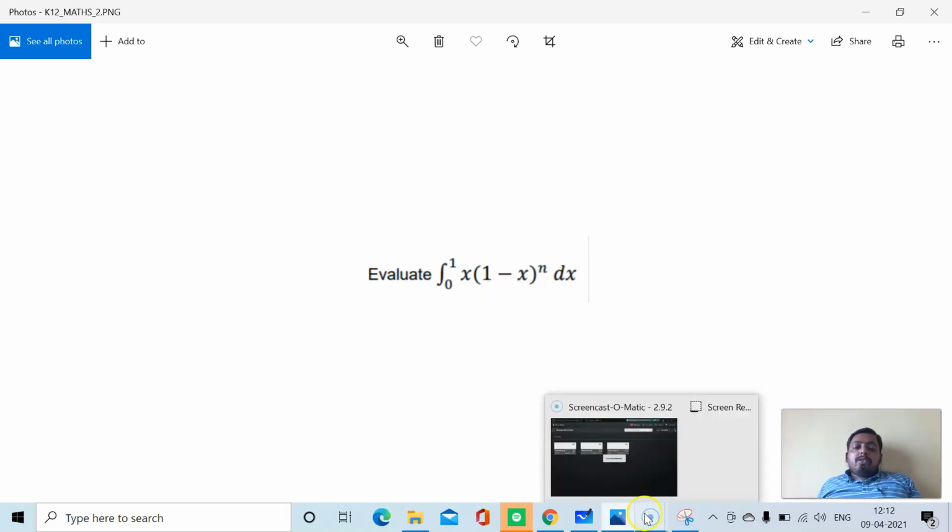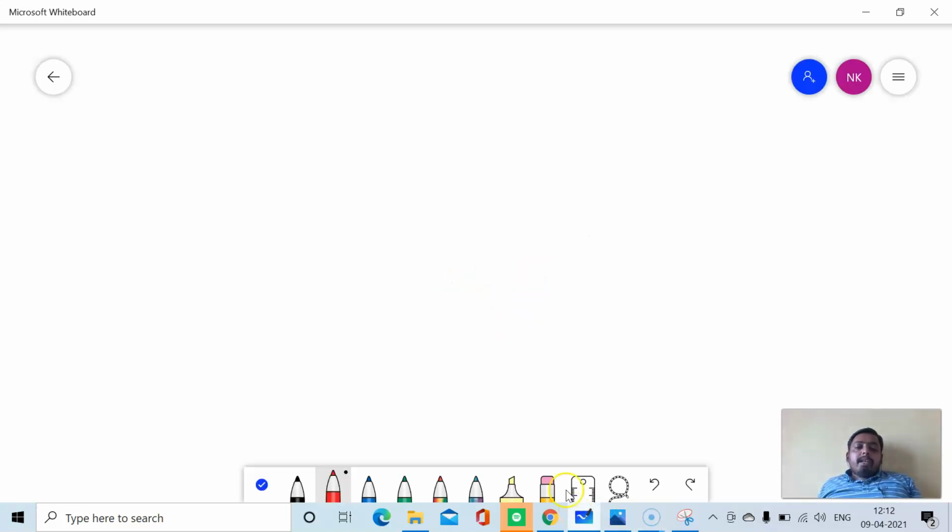Now we will just note down this problem. Evaluate integration of x into 1 minus x to the power n dx from 0 to 1. So this is the original problem.